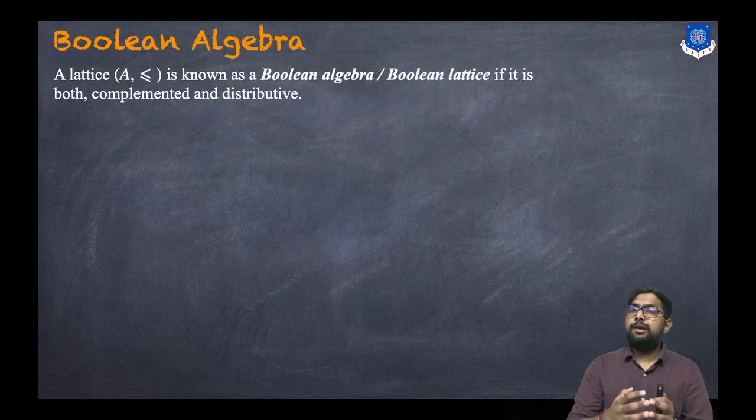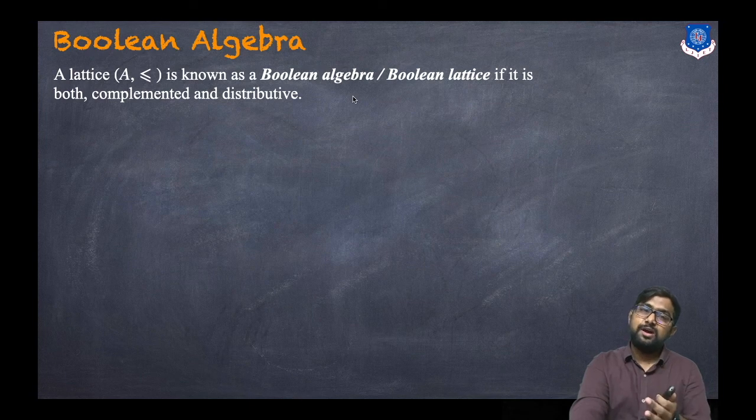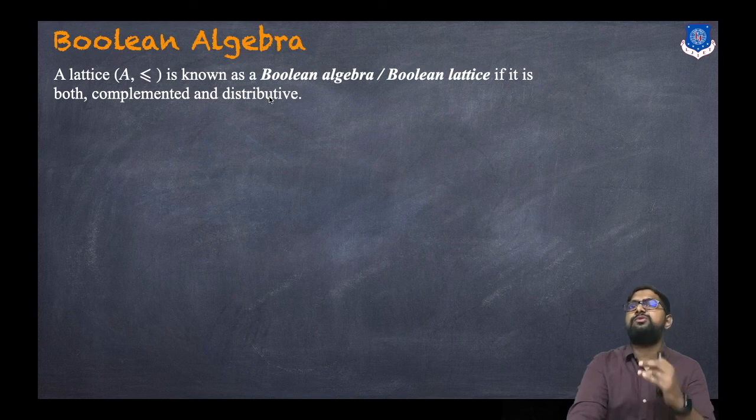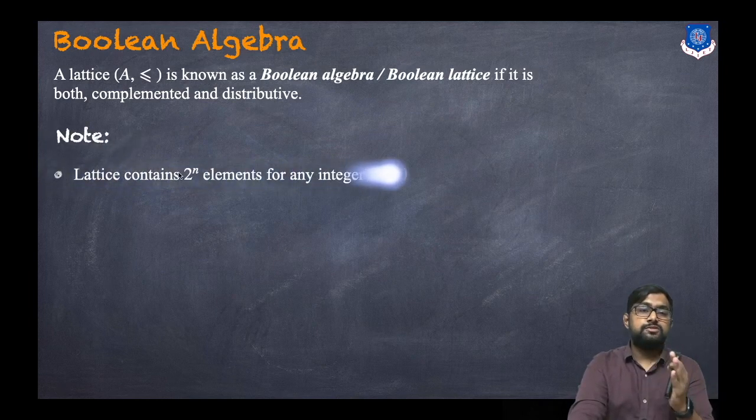A lattice (A, ≤) is known as a Boolean algebra or a Boolean lattice if it is both a complemented lattice and a distributive lattice. Now we know what is a complemented lattice and a distributive lattice. In case you don't know, just go through the previous videos.